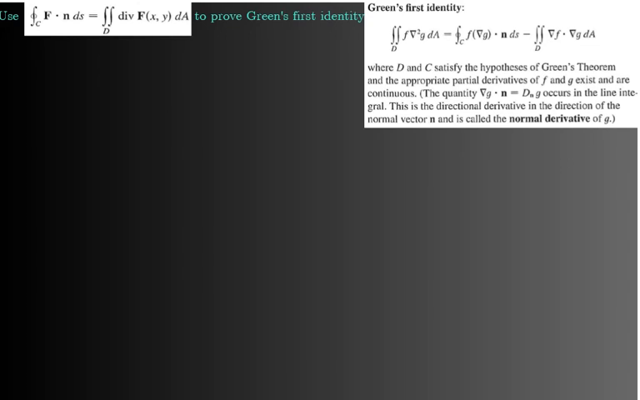So let's do this. I'm going to take this and I'm going to apply Green's theorem. And so this part right here could basically be rewritten as the double integral of D, divergence, and then this right here, right there, is like my f over here.